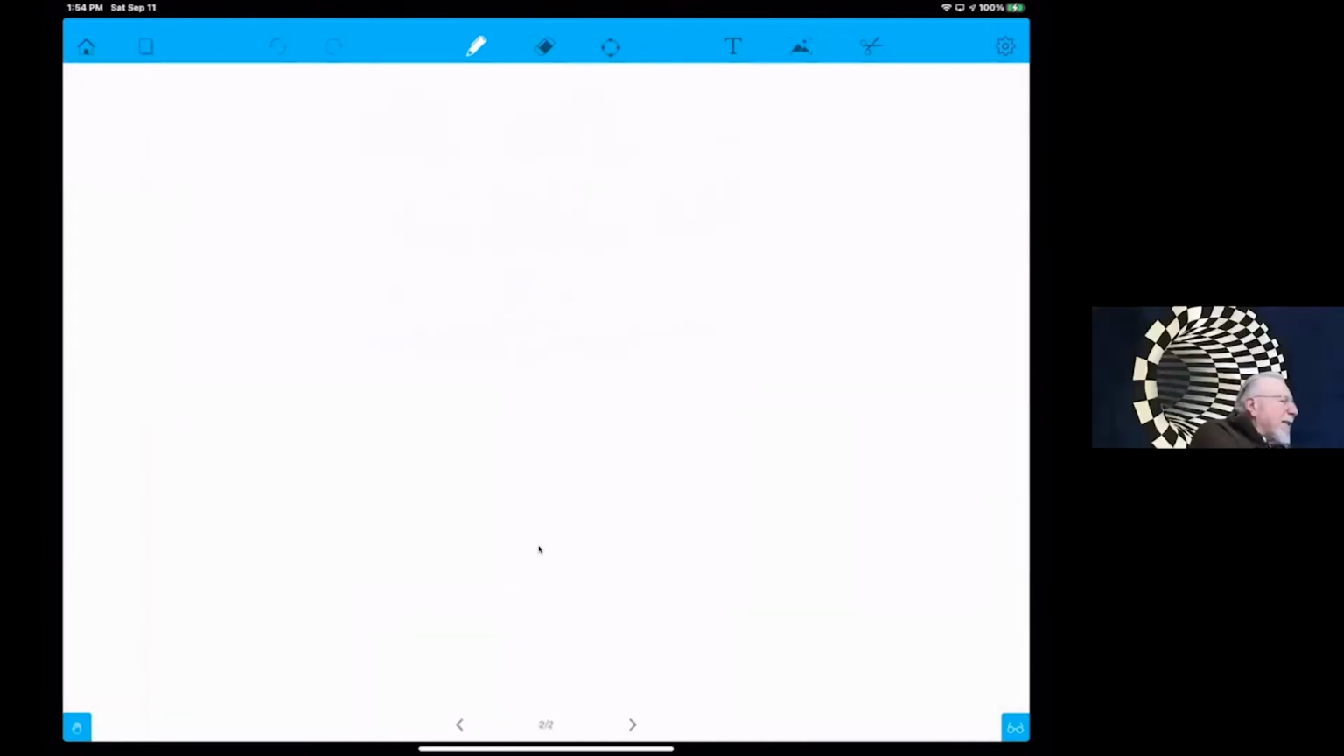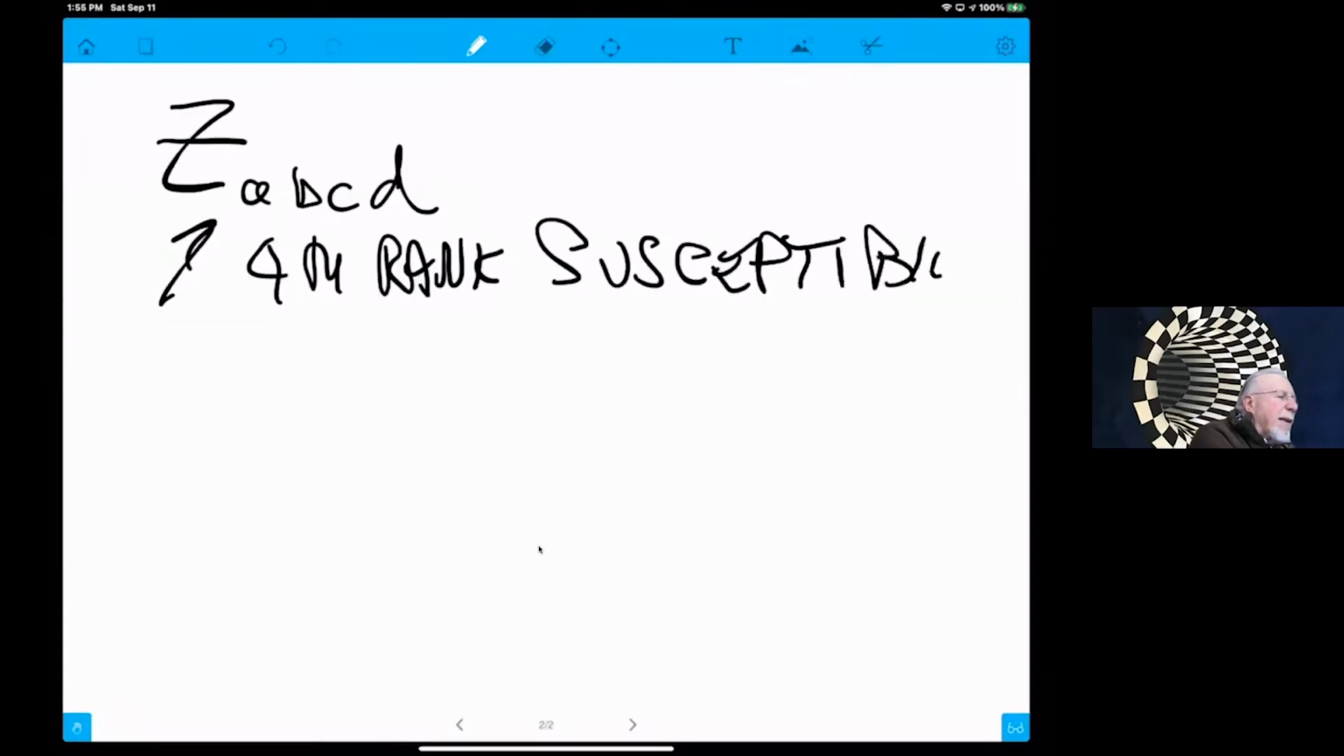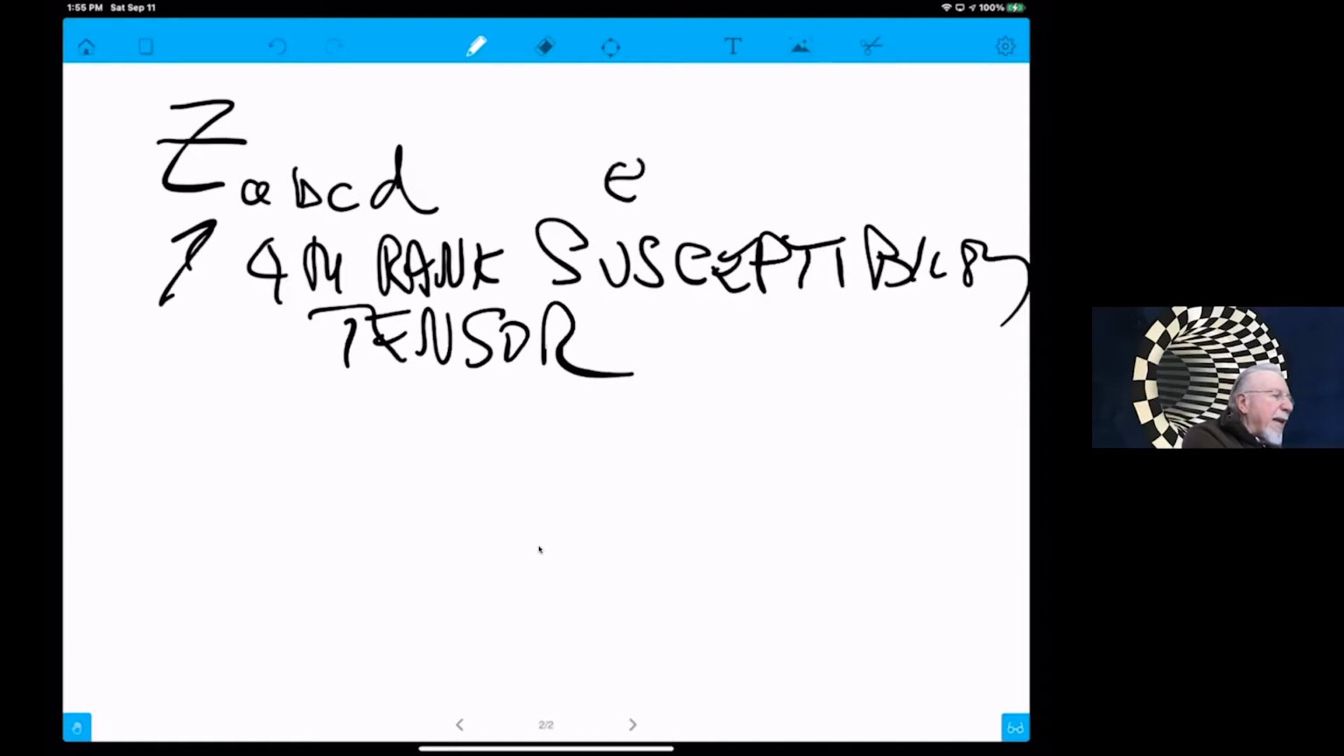All right. I'm going to use Matt Visser's notation. He calls it Z A B C D. This is a fourth rank susceptibility tensor for all matter, all electromagnetic susceptibility tensor. And for example, this is fourth rank, and this is for the EM, electromagnetic response of any material, in principle, any material to an input electromagnetic field.